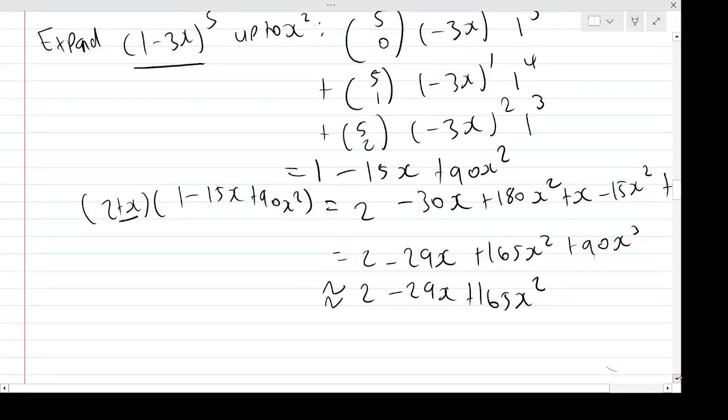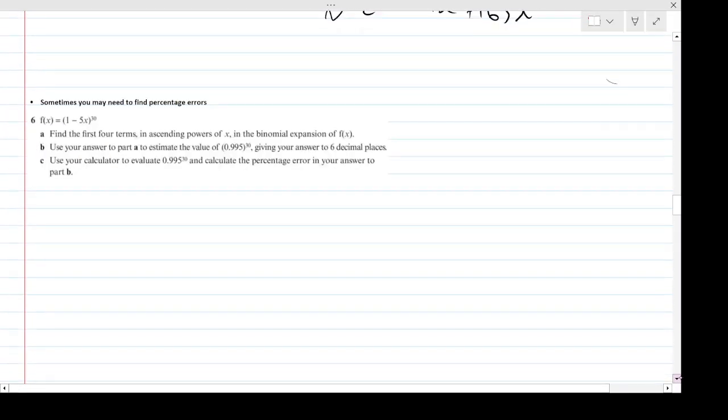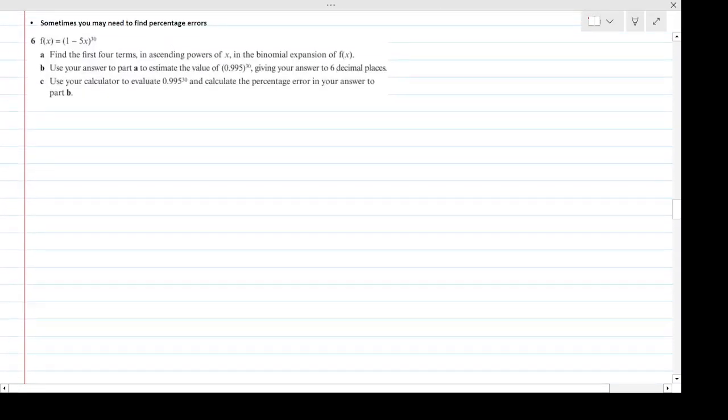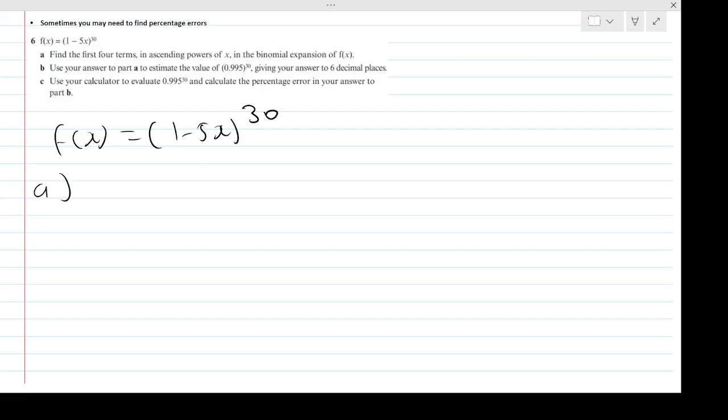But anyway, so have a look at this question then. We are told f of x is 1 minus 5x to the 30. First of all, find the first four terms of x. Fairly standard then. So 1 minus 5x to the 30. The first 4 terms then.